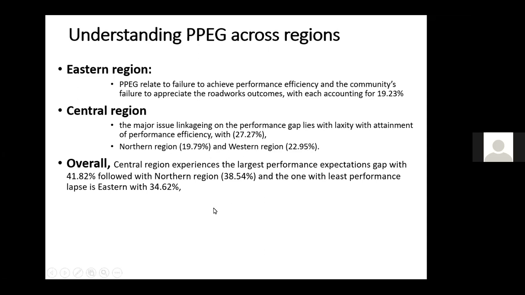So overall, the Central region experienced the largest performance expectation gap, meaning that if you went out to survey the expectations of the road users, they do believe that centrally, there are a lot of performance inefficiencies, almost reaching 41.82%, followed by the Northern region with 38.4%.